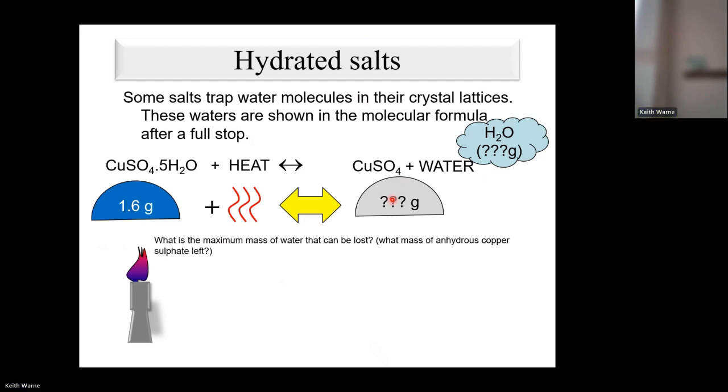Turns blue, and it gets hot. Why did it get hot? Well, it's endothermic over here. When you drive the water off, you have to add heat. So it's endothermic, which means the reverse process is exothermic. When you drop water on white copper sulfate, it gives off heat.